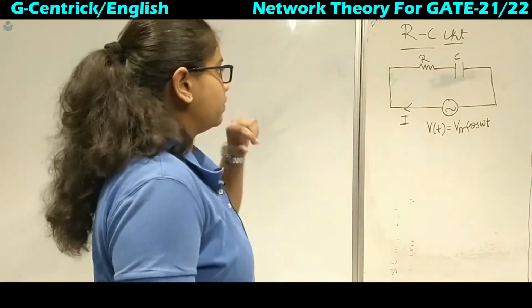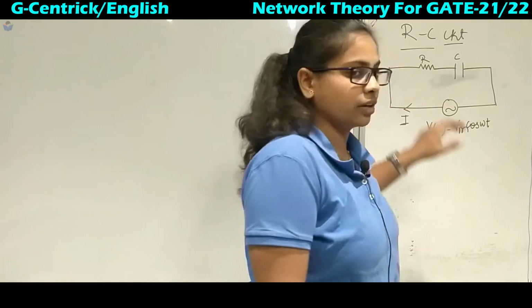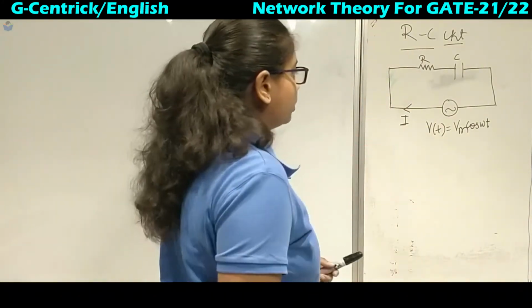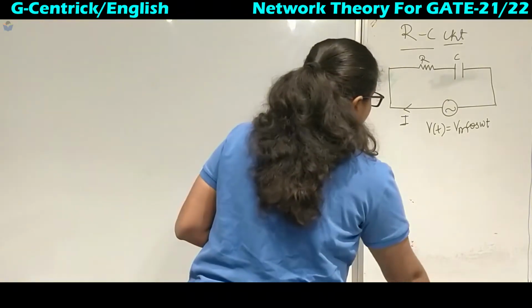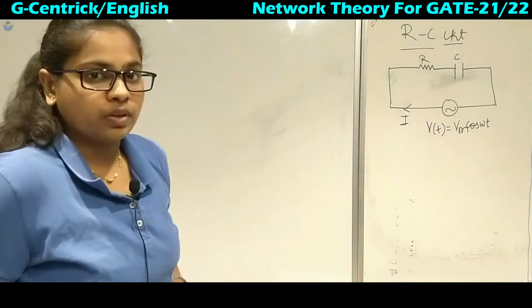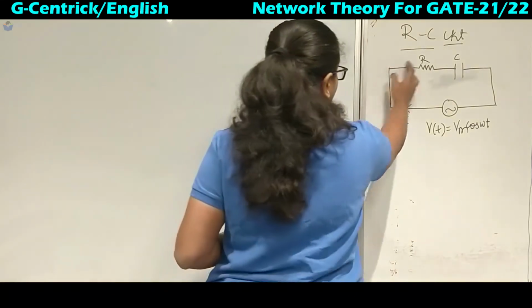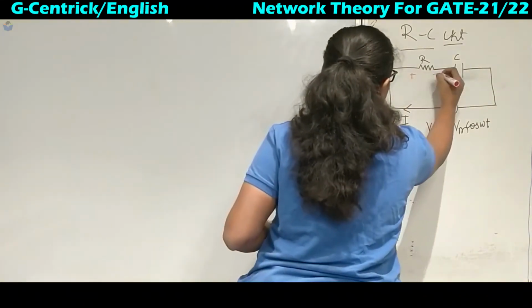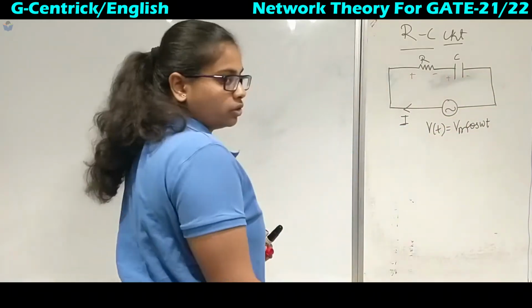So in this lecture we will move on to the RC circuit. In the previous lecture we have seen the RL circuit. Now we will see the RC circuit. The V of t is given, that is Vm cos omega t, and current I is flowing in the circuit. When current I enters, this is positive, negative, and this is positive, negative.